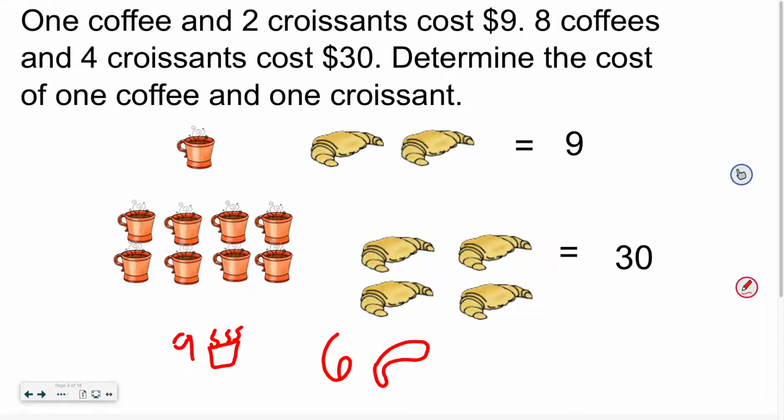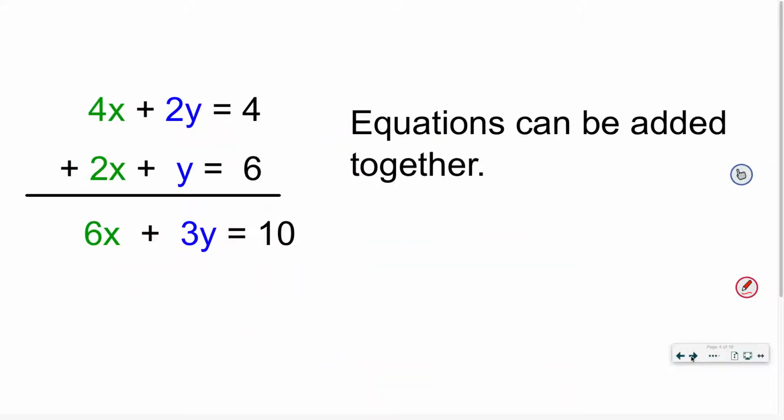Okay, but how much did we spend total? 39. Okay. So now what you've just proven to me is that we could add equations together, right? If I needed to know my shopping order and her shopping order, I could combine them and represent it as one shopping order, right? We just did that. 9 coffees. The total of 9 coffees and the total of 6 croissants would be a total of $39 because that's what we spent. So mathematically, it would look like this.